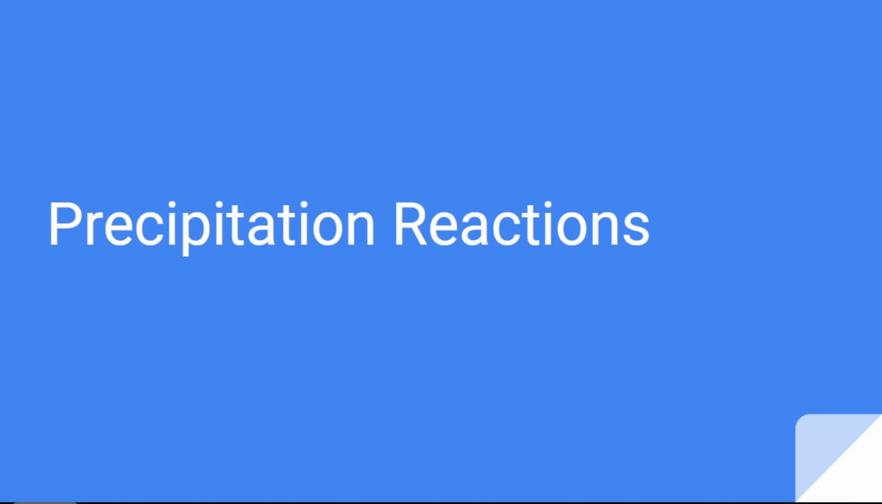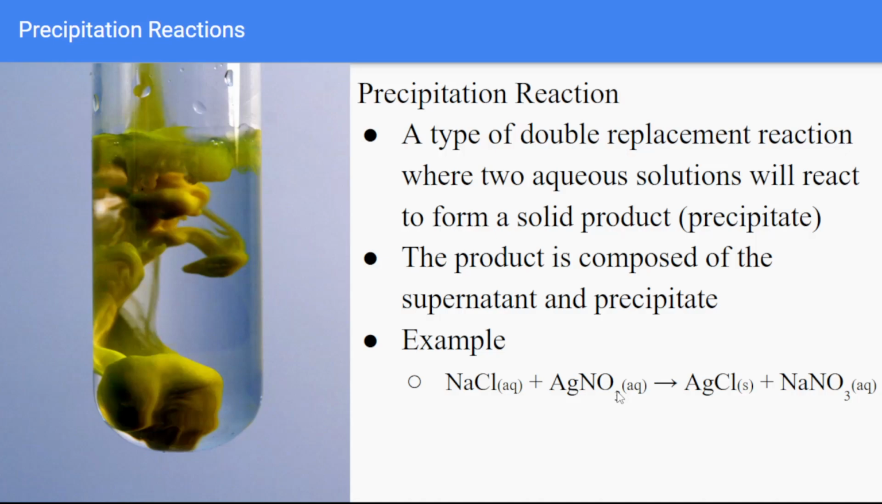The purpose of this video is to discuss how to predict products for precipitation reactions. Precipitation reactions are double replacement reactions that produce solid products. That product is called a precipitate. Now, it's not just one product, it also produces a supernatant.